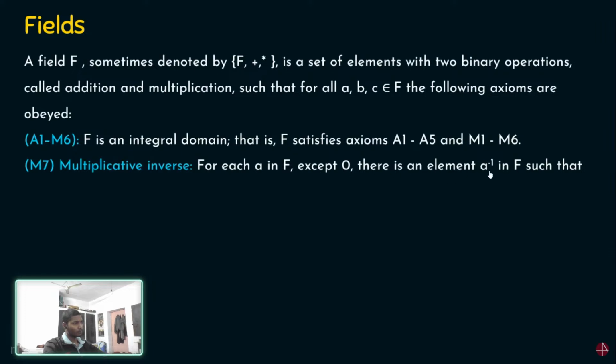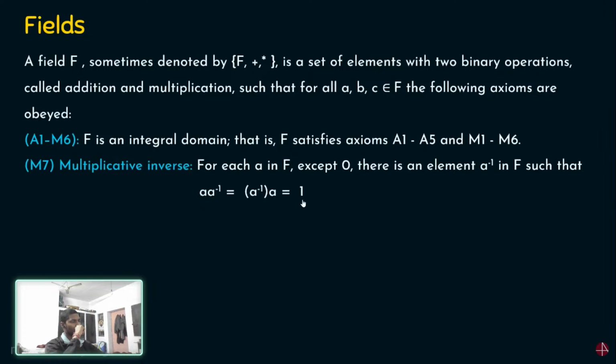Except 0, there is an element A inverse in F such that A into A inverse or A inverse into A should give the identity element 1. I hope things are clear to you, because you're going to take an element A in F, which is the field here, so that for A except 0, for all other values in this field F, there should exist a multiplicative inverse A inverse such that A into A inverse or A inverse into A will give the identity element 1.